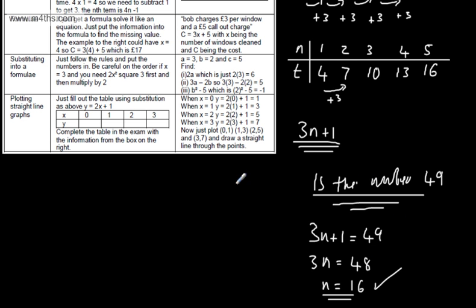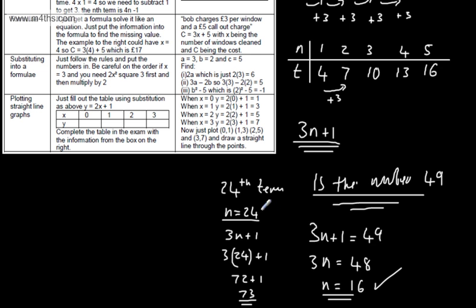If we were asked to find the 24th term, let's just substitute n is equal to 24. So when n is equal to 24, 3n plus 1 becomes 3 lots of 24 plus 1. 3 lots of 24 is going to give me 72. 72 plus 1 is 73. So that's the 24th term. So that's finding a term and seeing if another number is in the sequence.